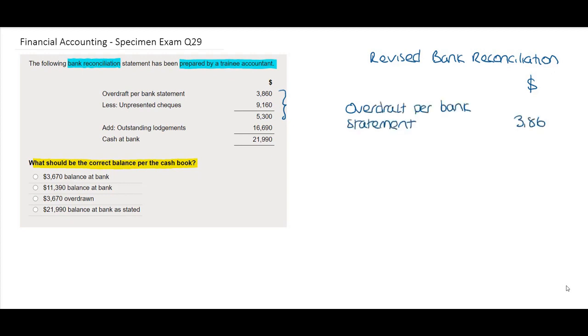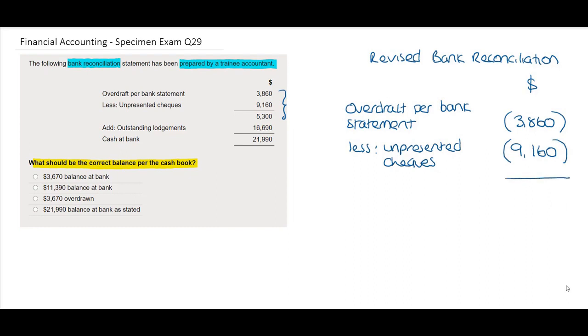This amounts to $3,860, but as it's an overdraft, it should be a negative balance. What we would then do is deduct the unpresented checks for $9,160. When these clear the bank account, they will reduce the bank account further, and so I'm also going to express them as a negative number.